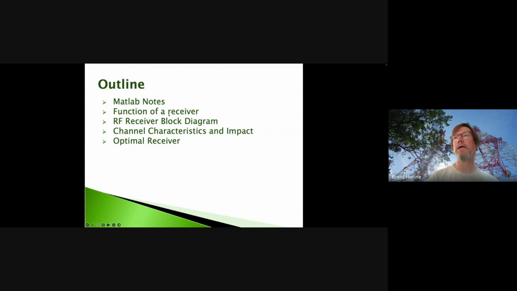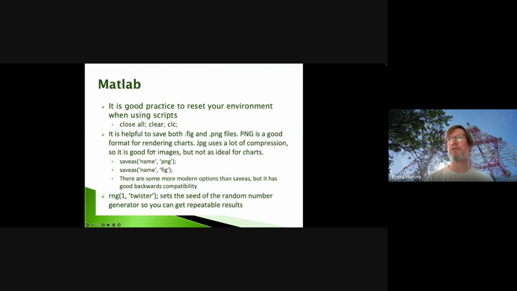And then today we'll dive into the function of the receiver, the RF receiver block diagram, some channel characteristics and impact, and then we'll get a little bit more mathematical and look at probabilities and look at optimum receivers. And then our next presentation, which maybe we'll get to start, will really go into some of the mathematical bases of creating or analyzing an optimum receiver.